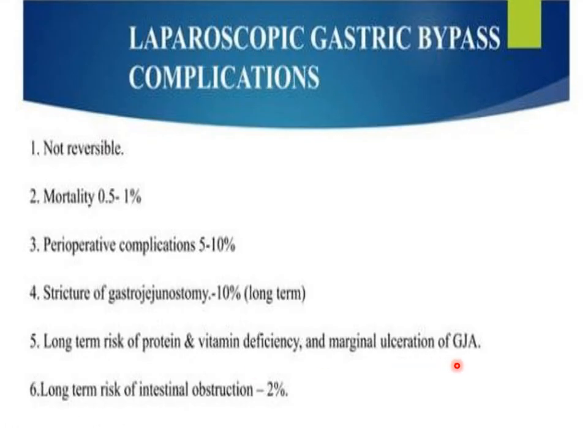Laparoscopic gastric bypass complications, what are they? These are surgical complications. I will talk about the radiological complications later. It is not reversible in this type. Mortality rate is about 0.5 to 1% in this type. Perioperative complications are 5 to 10%. Stricture of the gastrojejunal anastomosis is only 10%. There is a long-term risk of protein and vitamin deficiency and marginal ulceration of the gastrojejunal anastomosis, and the long-term risk of intestinal obstruction is 2%.